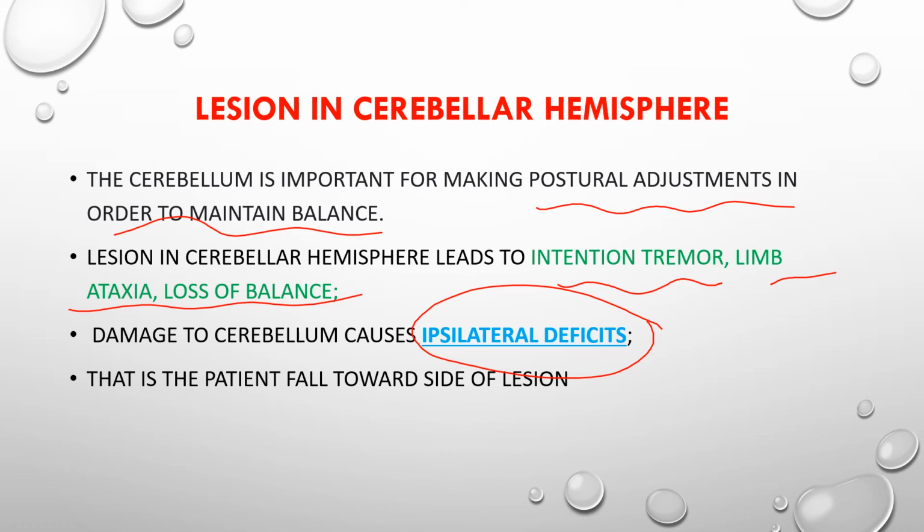But in the case of cerebellum, the ipsilateral side is affected. For example, if the right cerebellum has the lesion, then the right side of the limbs will have ataxia and will suffer from tremor, and there will be loss of balance in the right side only. And it is considered that in cerebellar hemisphere lesions, the patient falls towards the side of the lesion. That is what is meant by ipsilateral deficits.